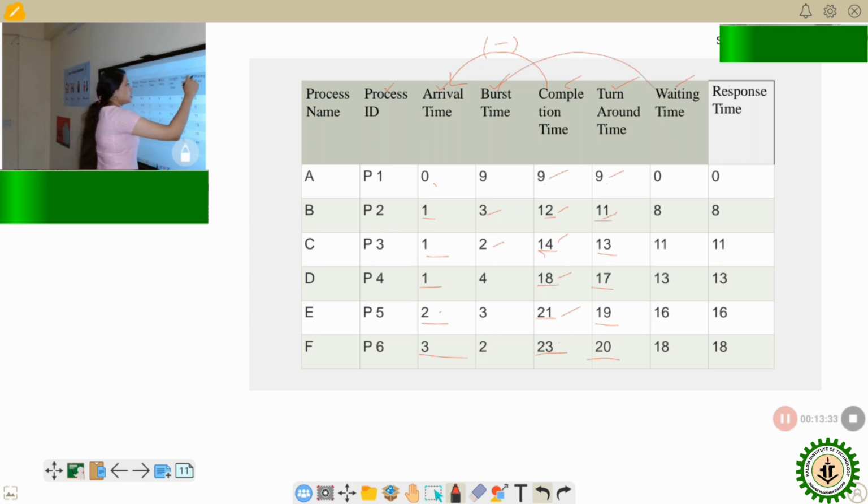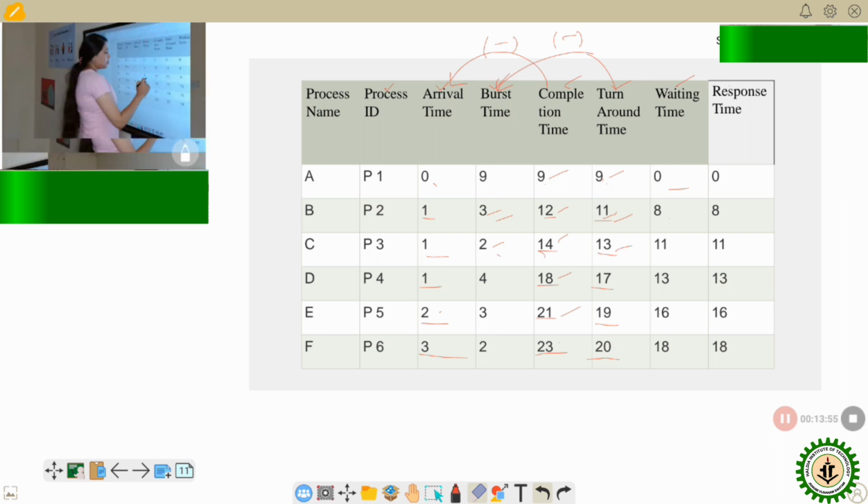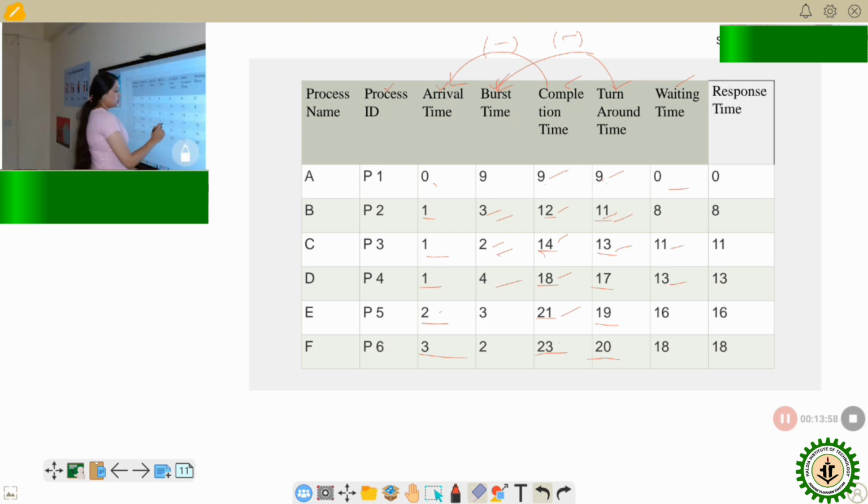As per the formula, the waiting time will be the turnaround time minus burst time. So 9 minus 9 is 0, 11 minus 3 is 8, 13 minus 2 is 11, 17 minus 4 is 13, 19 minus 3 is 16, and 23 minus 2 will be 18. So this will be our waiting time.